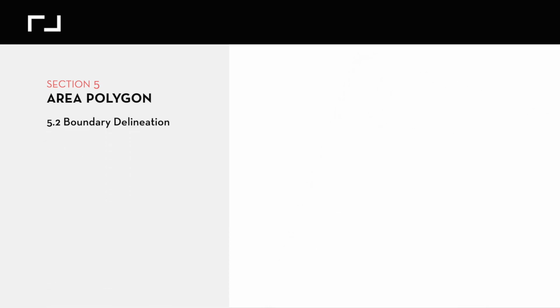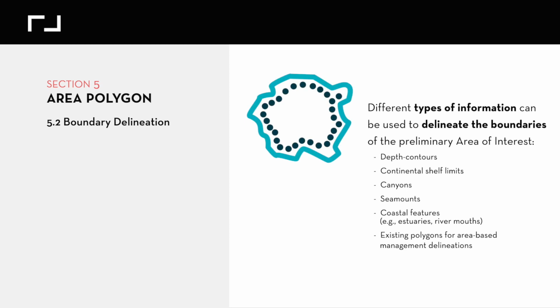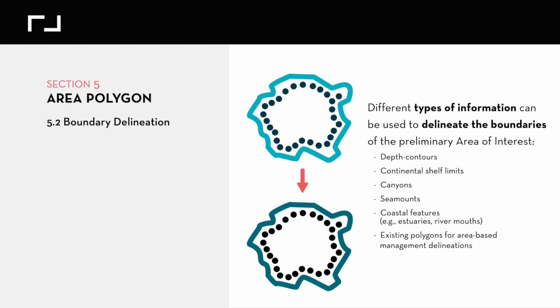Boundary delineation. Different types of information can be used to delineate the boundaries of the preliminary area of interest, including depth contours, continental shelf limits, canyons, seamounts, coastal features, or existing polygons for area-based management delineations. Any feature used to define the boundaries has to be described in this section with enough detail so the ISRA GIS technicians can replicate the boundary.